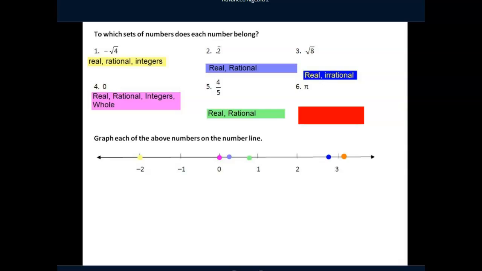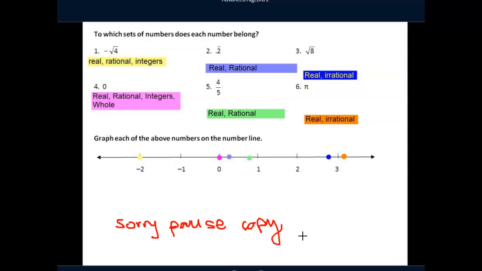Pi is an infinitely long decimal that can never have an end. Therefore, it's irrational and real. So again, it works from the inside of the bubble and up. You are essentially everything into the smallest category and above.